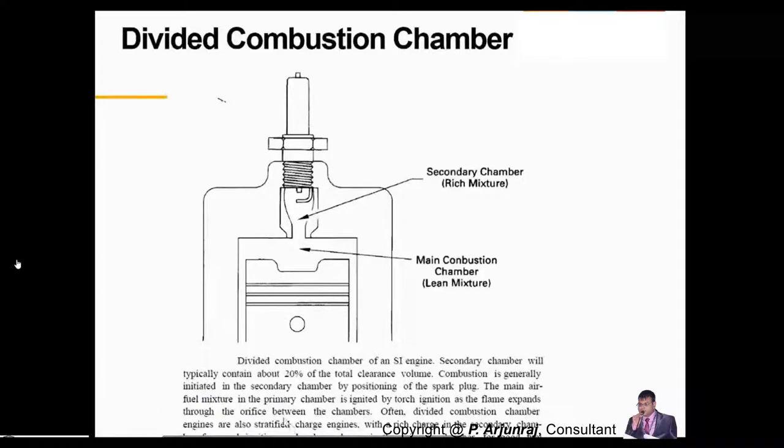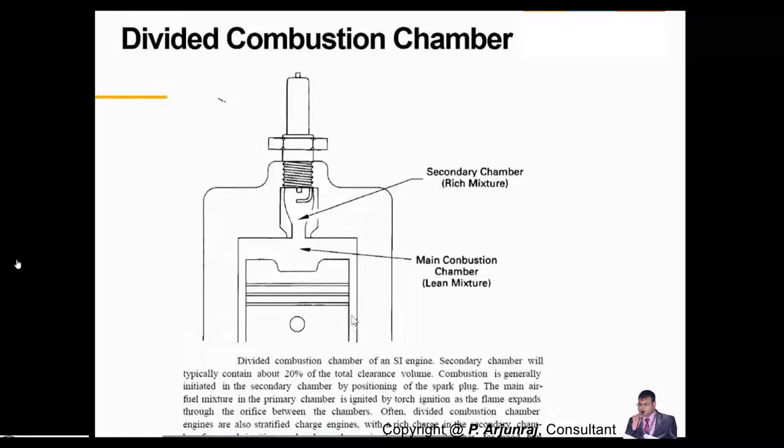And what is the advantage of this? This primary chamber or the secondary chamber will help to expand the flame, but at the same time it will also ensure that it is not going to travel a long distance. And this will help for good ignition, and the lean charge in the case of the main chamber helps for good fuel economy. This helps for better mileage also.